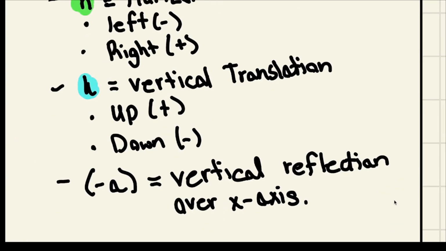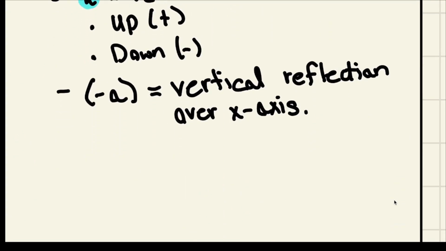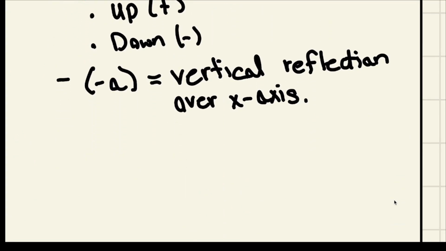And the last reflection you could possibly have is a reflection over the x-axis. A reflection over the x-axis is basically when your a value has a negative in front of it, right? And you have to remember that that negative is not part of the a's value, okay? It's just a negative that's there, and it tells you there's going to be another transformation. And that negative only affects the y values.